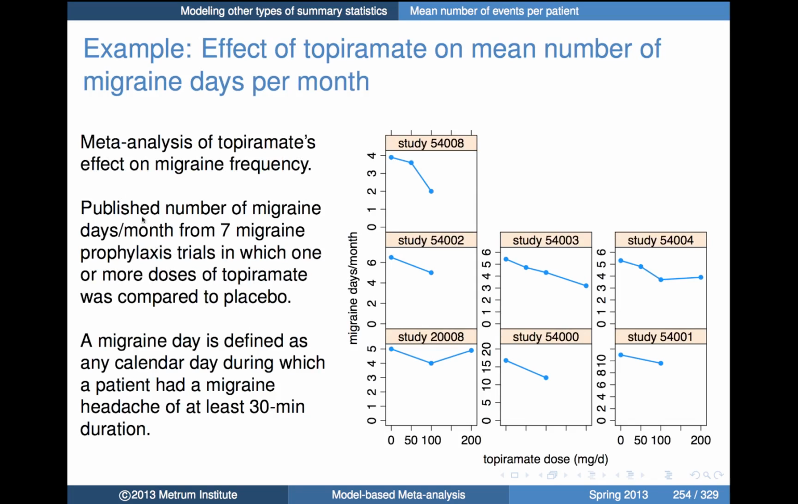And the way the results were reported is they're reported as mean number of migraine days per month across all of the patients. And you can see that plotted over here. So I've got migraine days per month on the y-axis, and the x-axis in these is topiramate dose, going from 0 up to 200 milligrams per day. And as you're looking at this, there's at least some suggestion of a dose response.